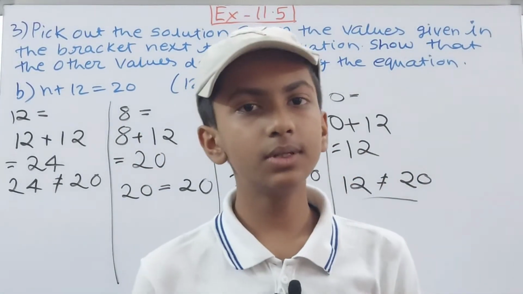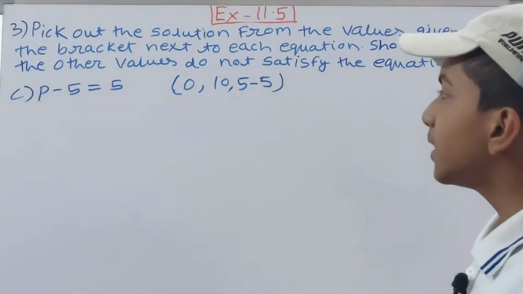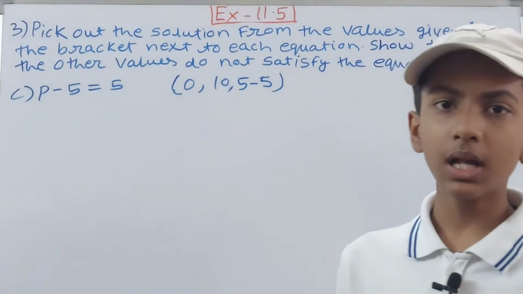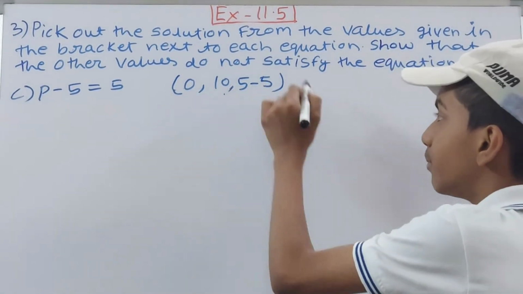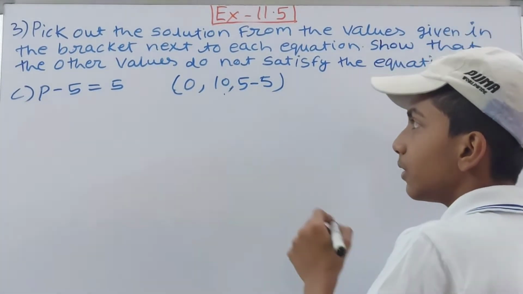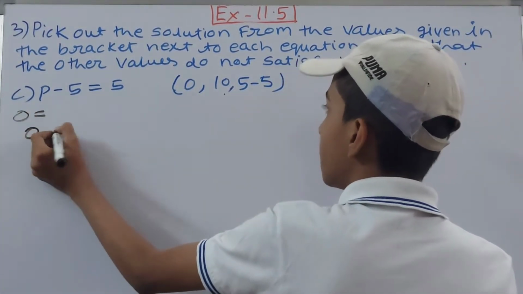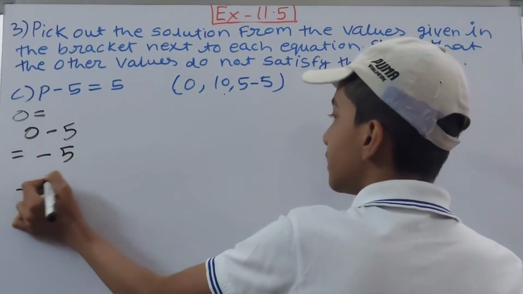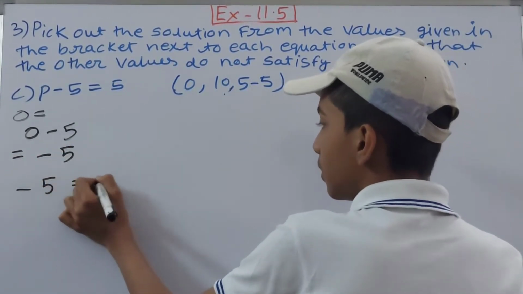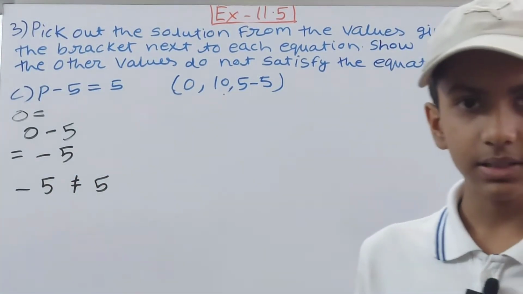Now let's move on to the next part. Now C part is p minus 5 is equal to 5. Here the p values are given as 0, 10, 5 minus 5. Let us do it for each one of them. So first is 0. So 0 minus 5, that is going to be minus 5. Minus 5 is not equal to 5, right? So that means the equation is not satisfied.